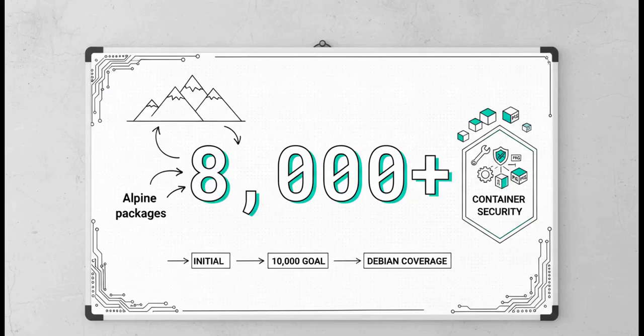And the scale here is incredible. We're talking about an initial catalog of over 8,000 hardened Alpine packages that are available right now. Their goal is to hit nearly 10,000 soon, with Debian support coming right behind it. This is a huge effort to secure the tools you're already using every single day.